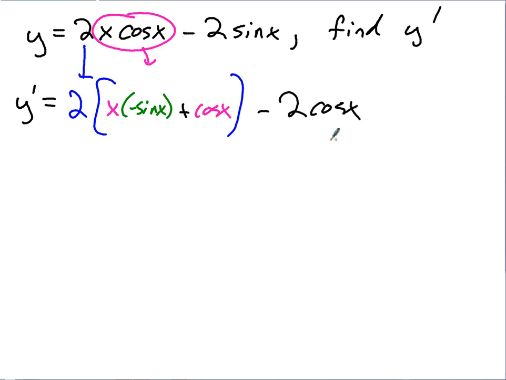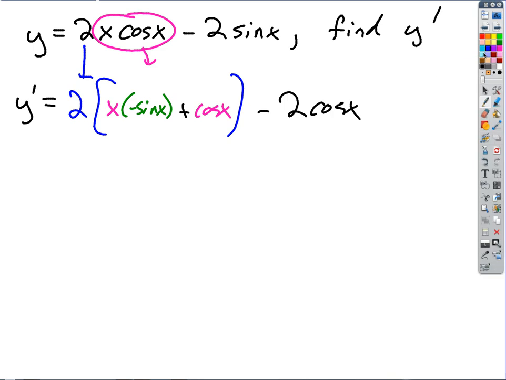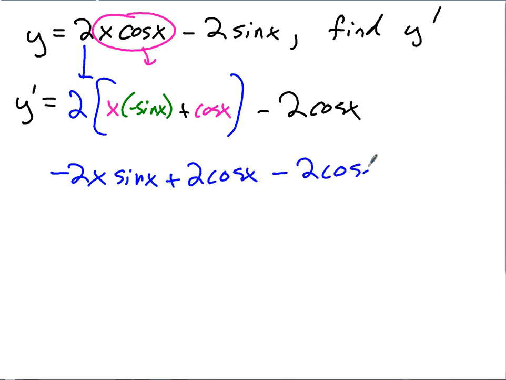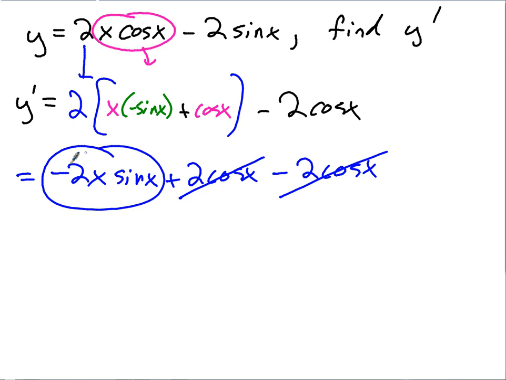All I've got to do then is just clean things up. Distribute the 2. If I distribute the 2 all the way through, now I've got that minus sign I want to pull out front, right? So I've got a minus 2x sine x plus 2 cosine x minus 2 cosine x. Right? And so here's our answer. Does that make sense? Yeah, that's what I got. Okay? Good.